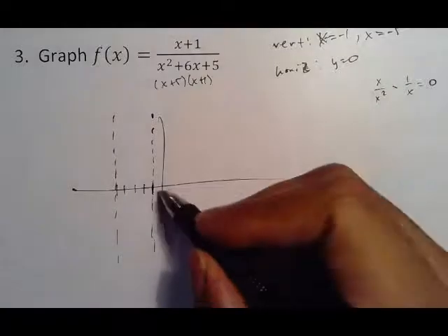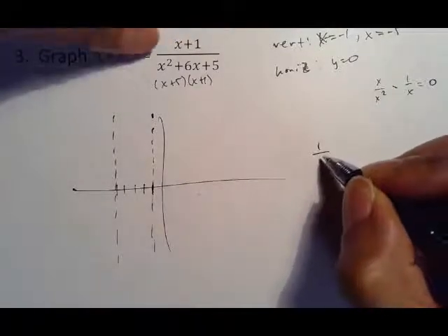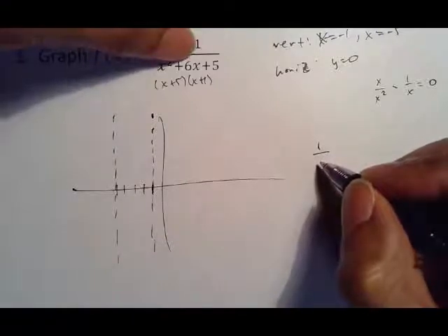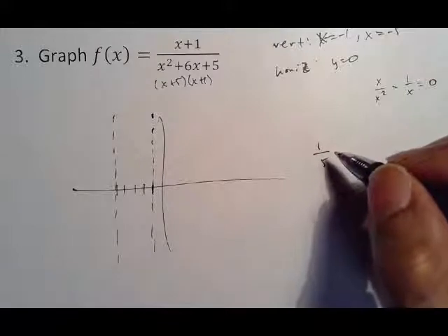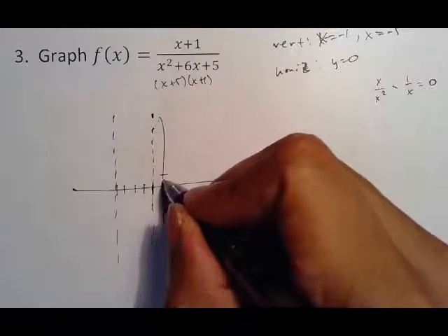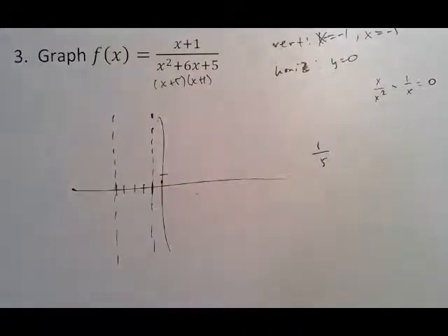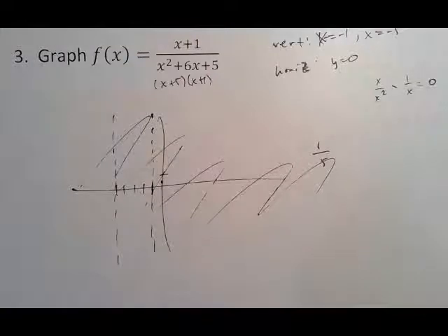Anyway, picking a point like 0. 0 plus 1 is going to be 1. 0 is a nice number because that becomes 0 plus 0 plus 5, which is 1/5. Yes, I agree. So that would be somewhere around here, which is really weird. Hold on. Aha. See? There you go.